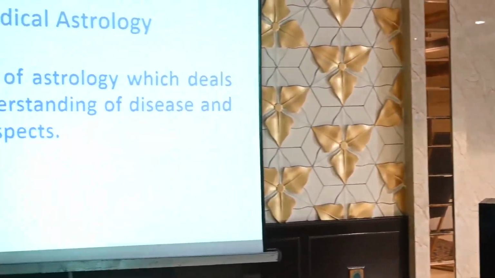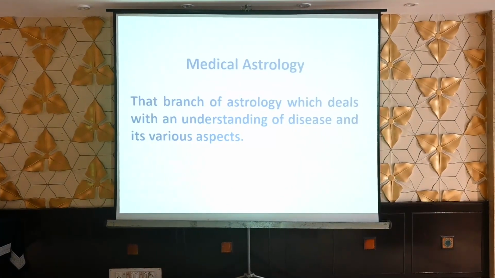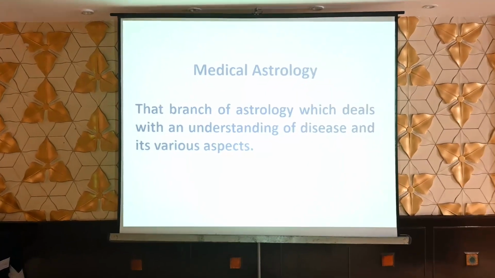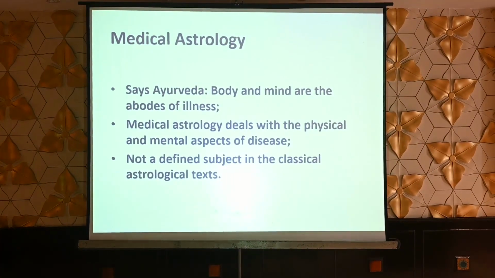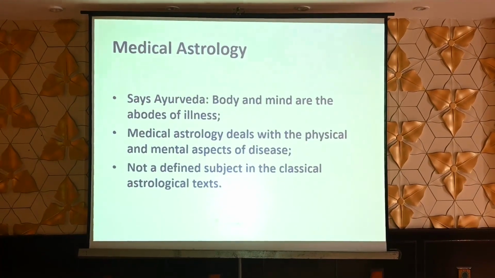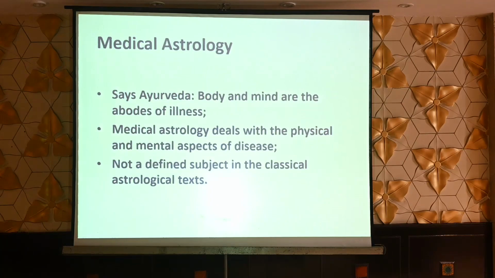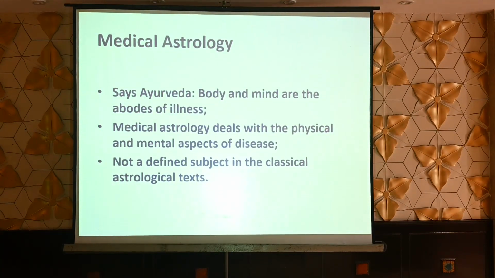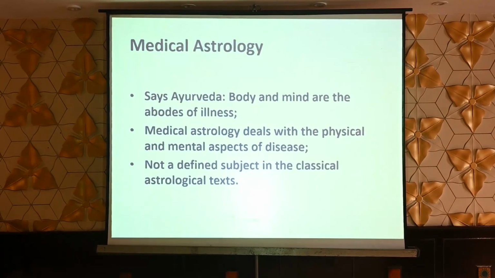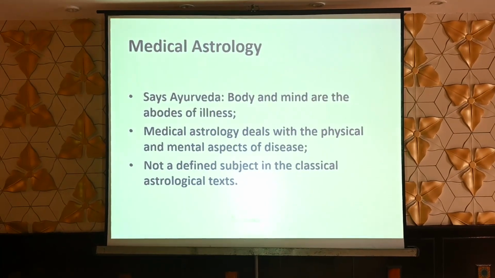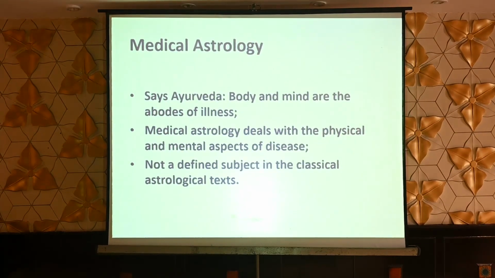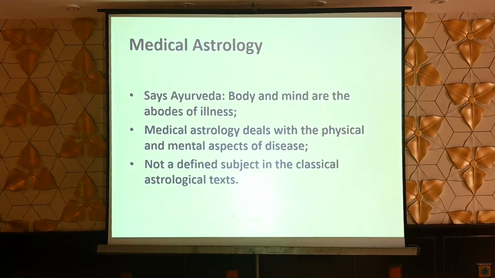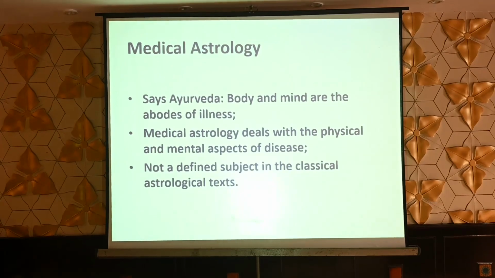Obviously, if you want to do medical astrology, you have to know astrology quite well. And if you know medicine also, that is a great help. Now, Ayurveda says that the body and the mind are the abodes of disease. Although the WHO definition is slightly different and more elaborate, we will consider that the body and the mind are the sites where the disease occurs. That is the area that medical astrology will cover, the physical and mental aspects of disease. As I told you, it is not a defined subject in the astrological classics, and we have taken up standard principles and are applying them to the medicine area.